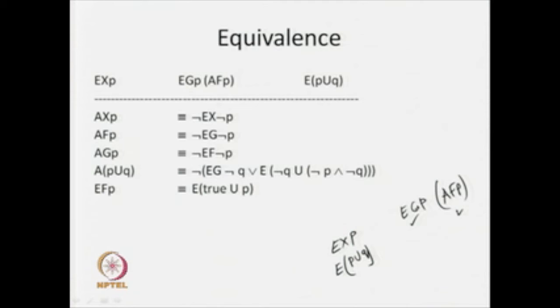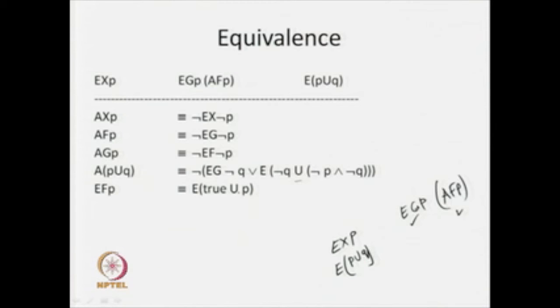So, this is the Fusha operator, and this Fusha operator can be expressed with the help of A until p. A p until q is expressed with the help of this particular equivalent that we have discussed, negation of this whole formula, E g not of q or E until. Okay. And E f p, you just see that E true until p. So, we need this particular E f p for A g p. So, we are going to say that E true until p.